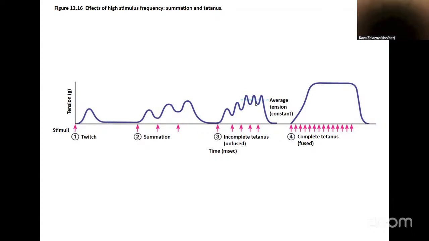Here, this is labeled incomplete tetanus or unfused because we get up to that maximum tension and we see multiple spikes in a row to that maximum tension, but we still were trying to relax a little bit in between. So that's the only difference between those there.